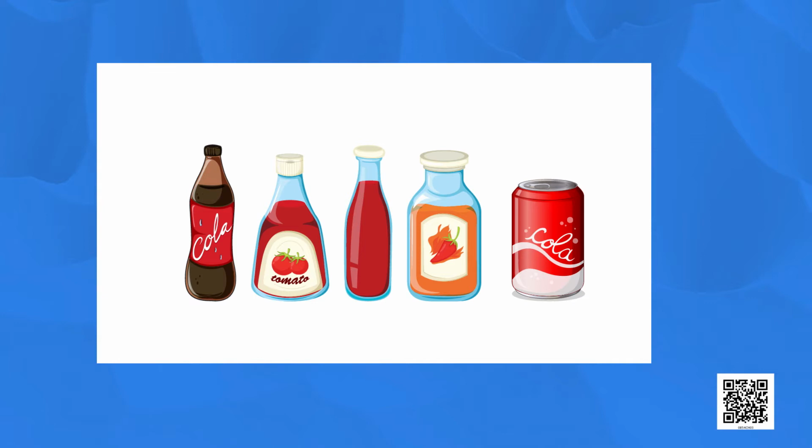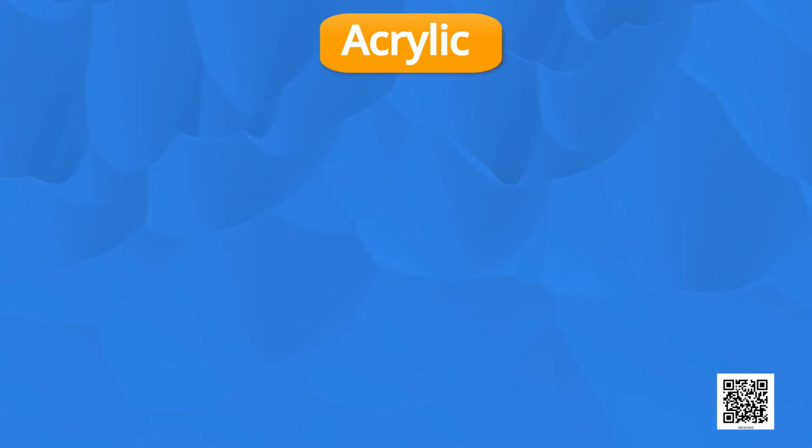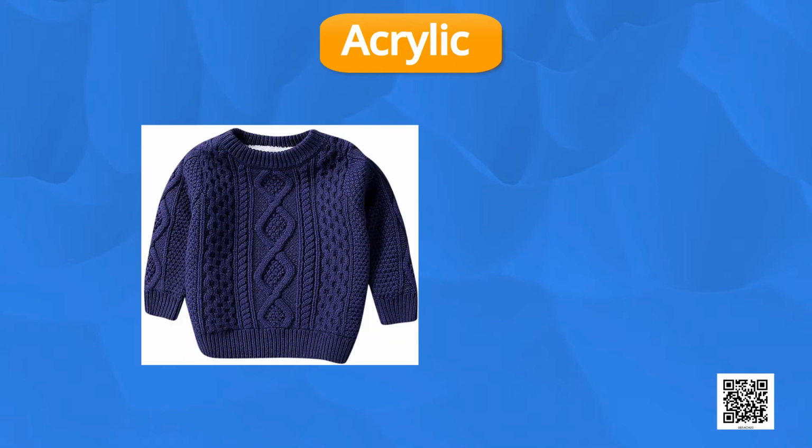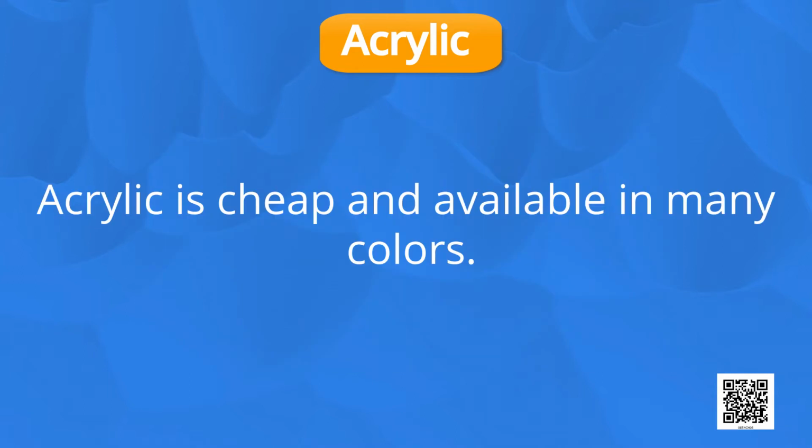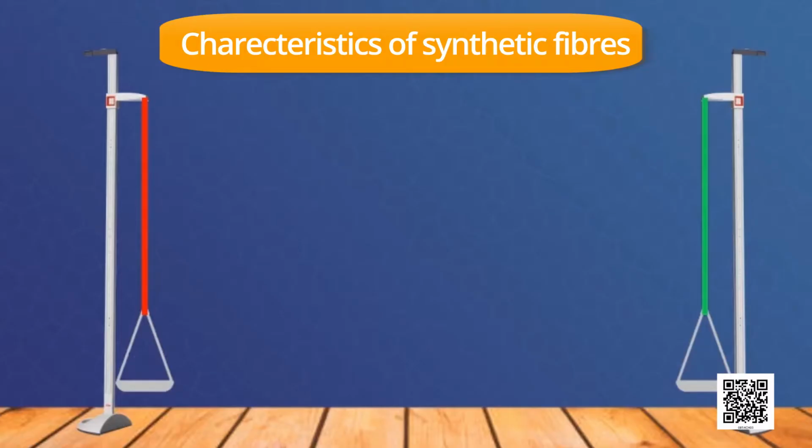Now, let us learn about acrylic. We all wear sweaters and use blankets in winters. Many of these are actually not made from natural wool. Instead, they are made from synthetic fiber which is similar to wool and is called acrylic. Wool obtained from natural sources is very expensive, whereas acrylic is cheap and available in many colors. Let us now learn about characteristics of synthetic fibers.